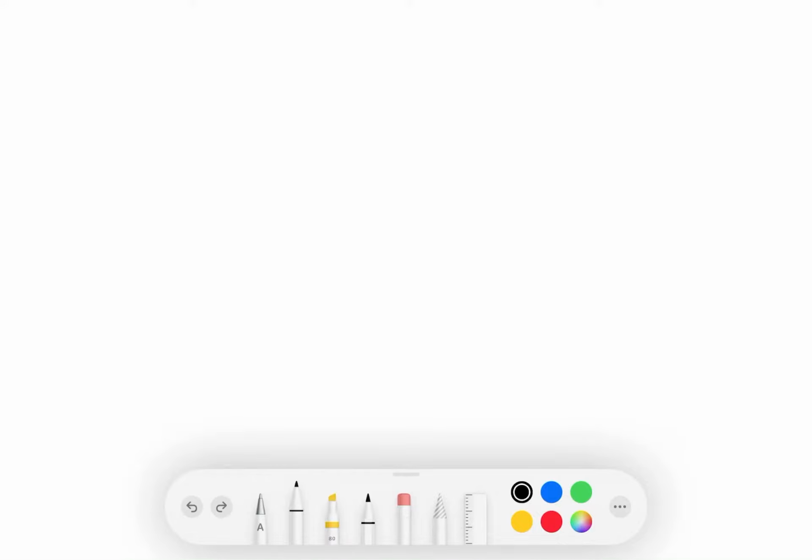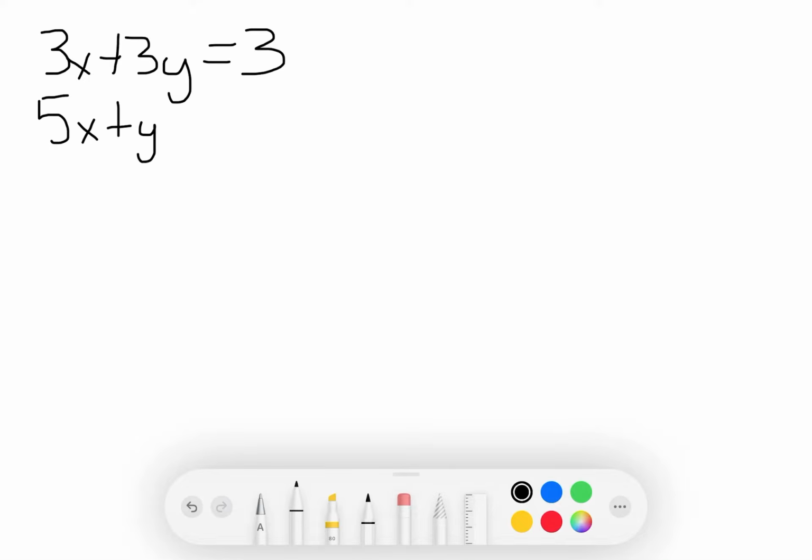All right, welcome back, and let's talk about solving a system of equations using the substitution method. So today we're going to be using this problem as an example, and it's going to be 3x plus 3y equals 3, and 5x plus y equals 13.